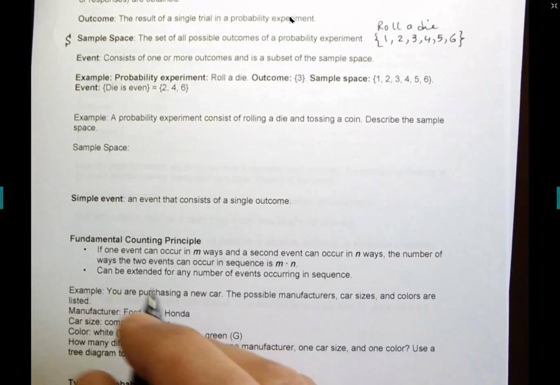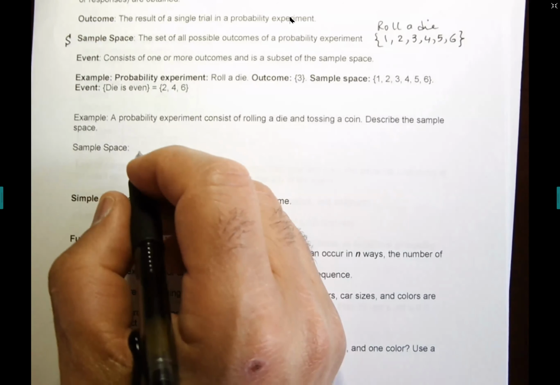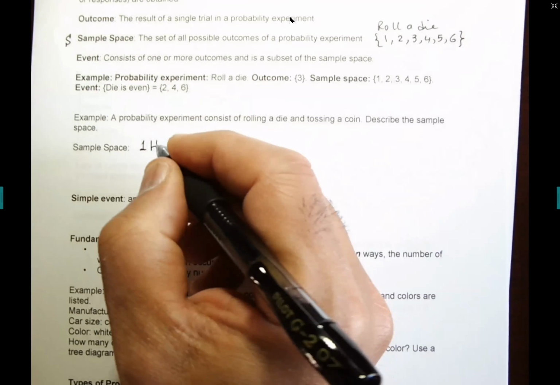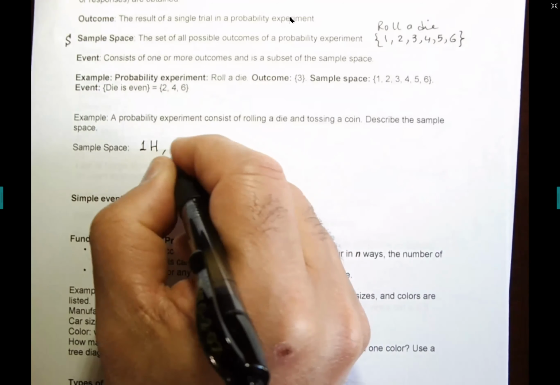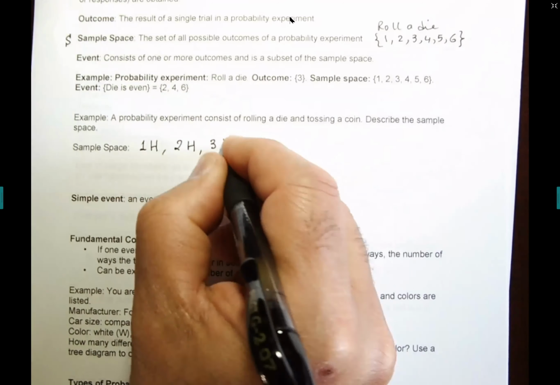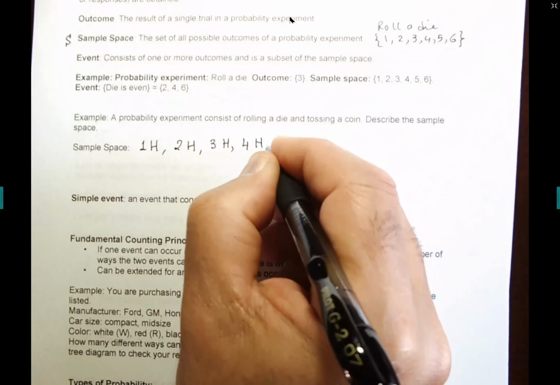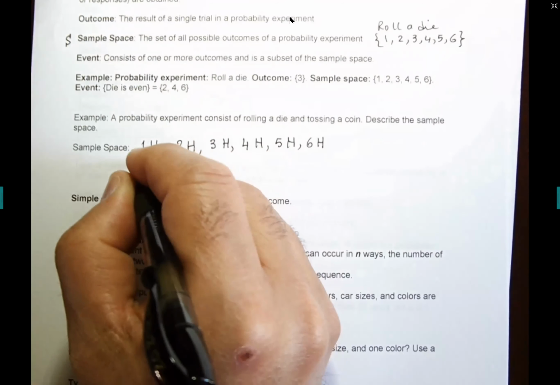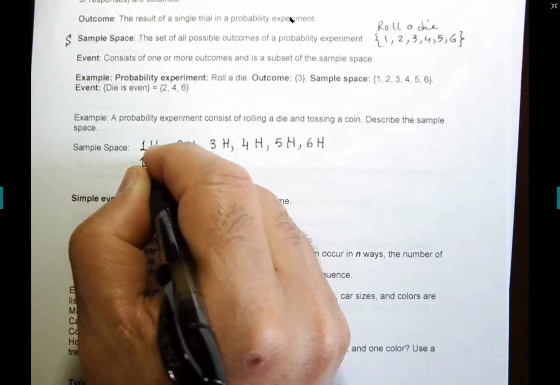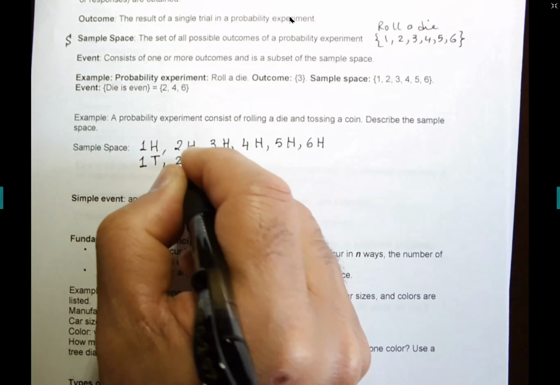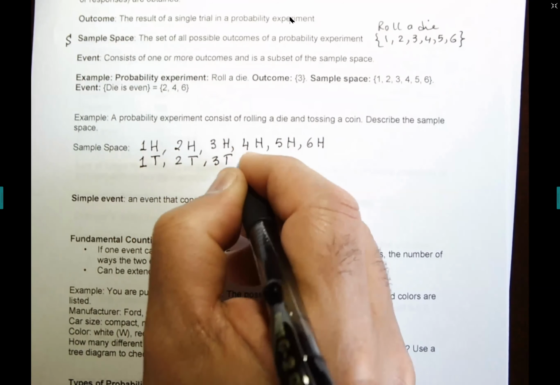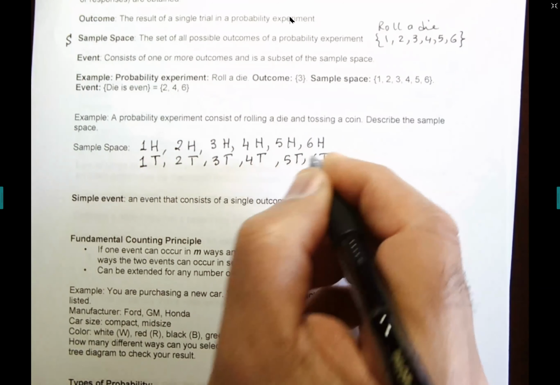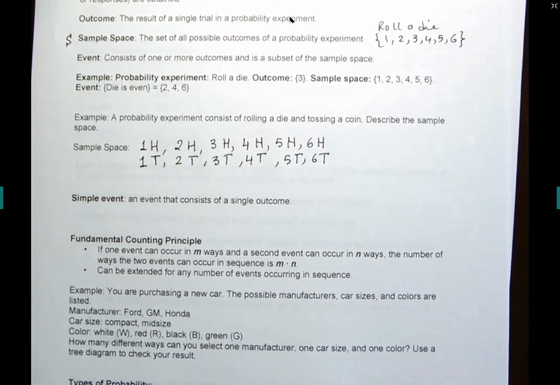If you roll a die, together. No, you've got to do them together. So you started, okay, 1 with the head. Does that make sense? Yeah. 2 with the head. 3 with the head. 4 with the head. 5 with a head. 6 with a head. But it could also be what? 1 with a tail, 2 with a tail, 3 with a tail, 4 with a tail, 5 with a tail, 6 with a tail. If you count them, how many are there? There are 12 outcomes.